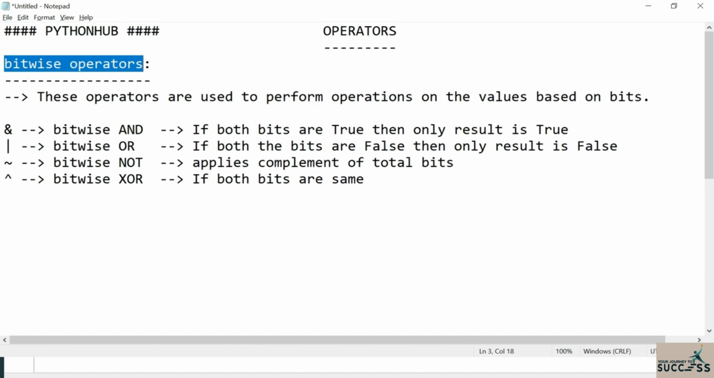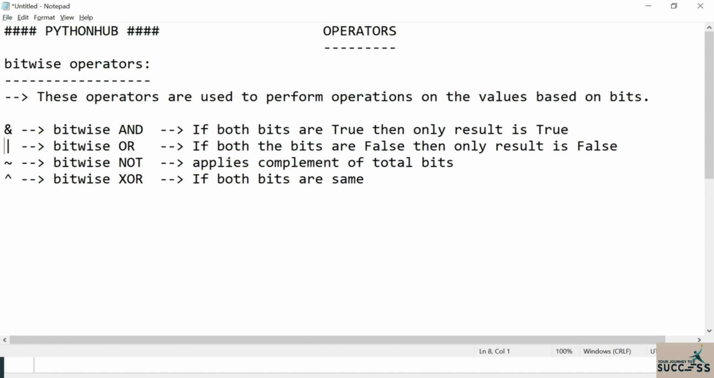First one is the bitwise AND operator. The bitwise AND operator is denoted with the symbol &. The primary rule in the bitwise AND operator is that if both the bits are true, then only the result is true, otherwise false.